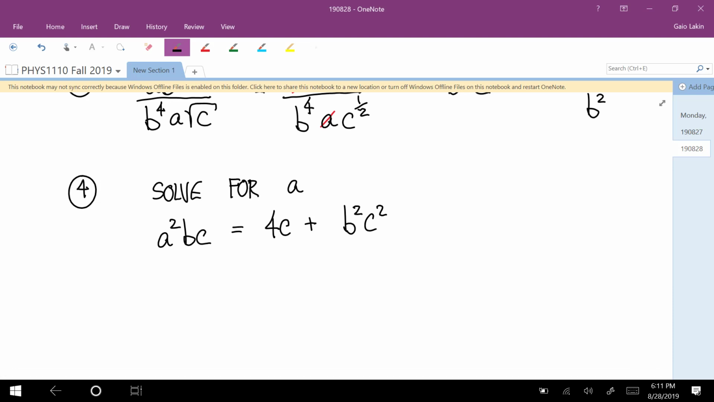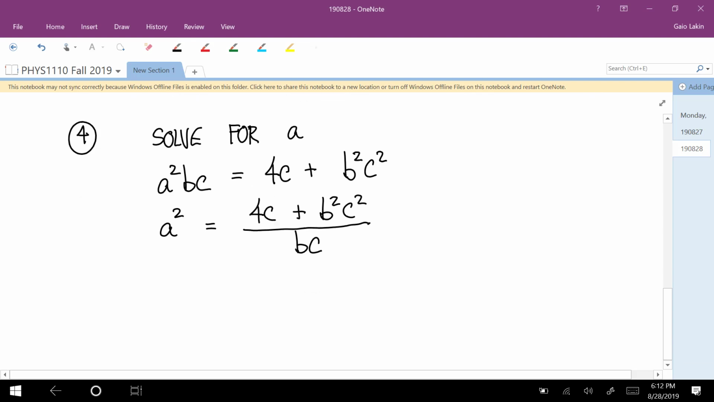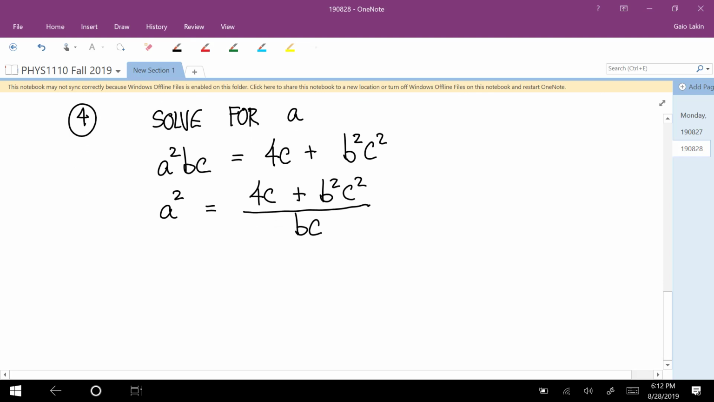Well, we want to solve for a, so we want to get a by itself. So first I'm going to get a squared by itself. So we have a squared is equal to all of this stuff divided by the quantity bc. And now we can take the square root of both sides. a is equal to the square root of all this.